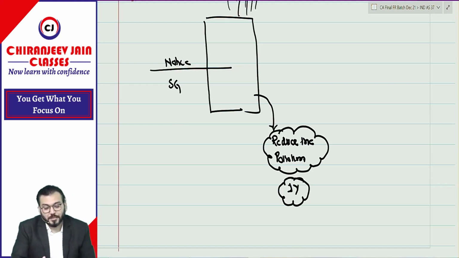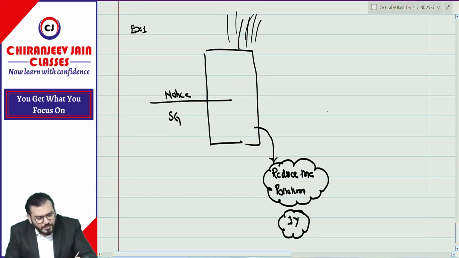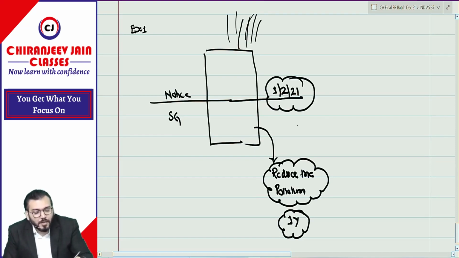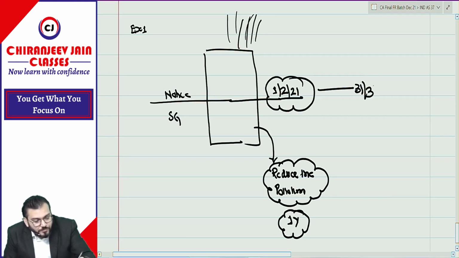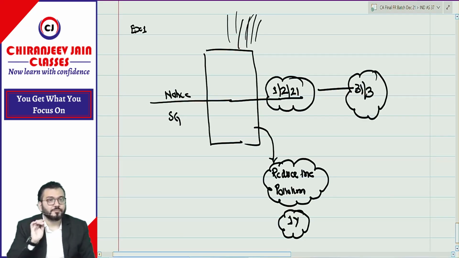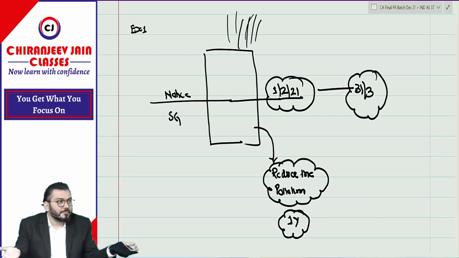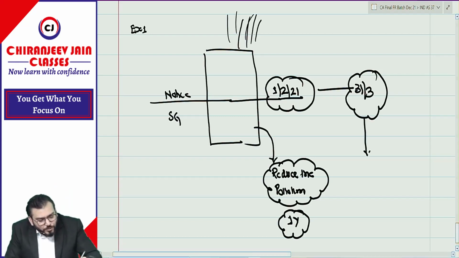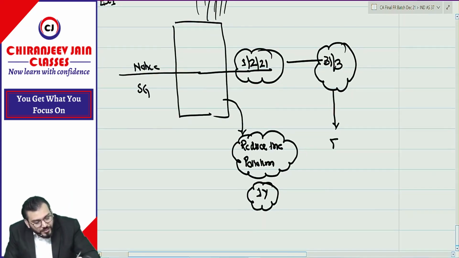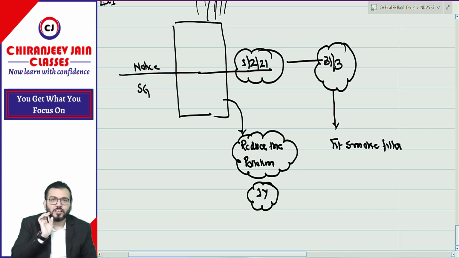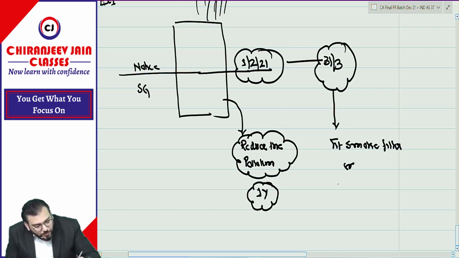Understood? Right now, suppose the notice we have received on 1st Feb 2021. Quite possible. And now this is 31st March. Till now management has not decided what needs to be done. Correct? Means either they need to fit a smoke filter, or they need to change the production process.